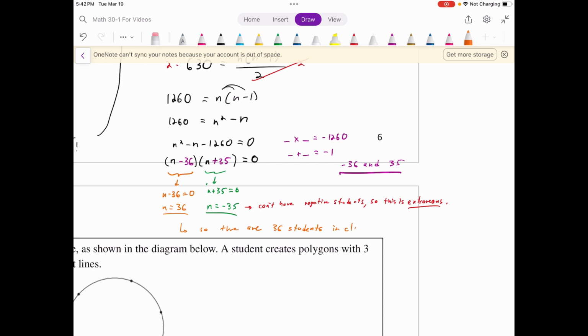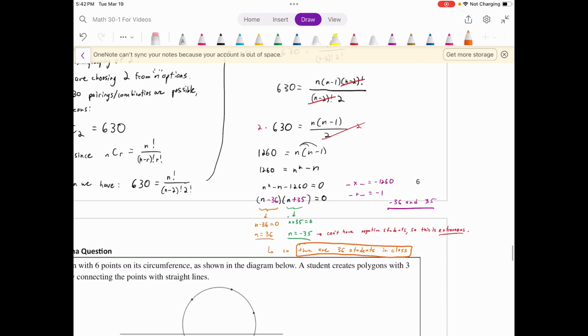On a diploma, I would definitely give a little statement just to show that I understand what my answer means, right? That it represents the number of students in the class, and that I get what we've just found, okay? And there we go, there's that one.